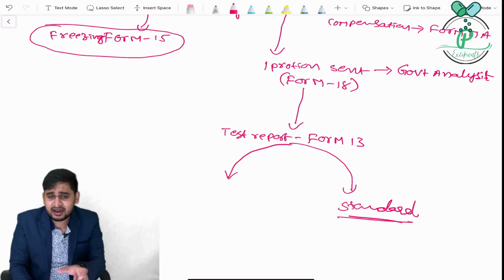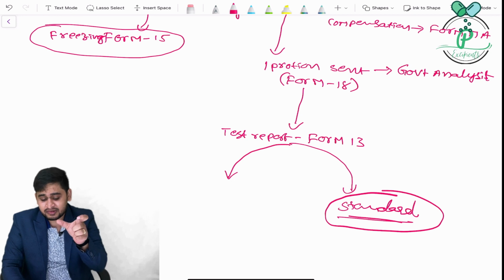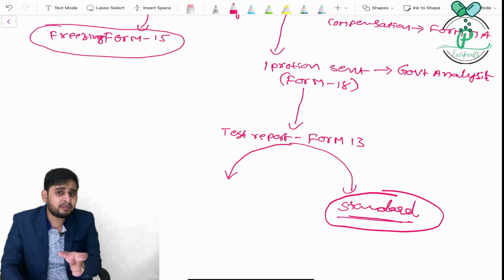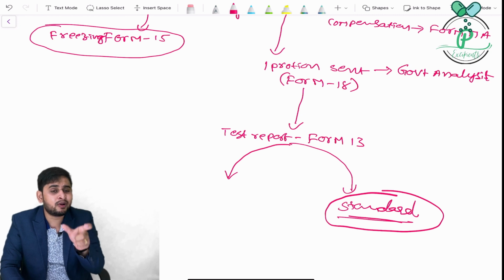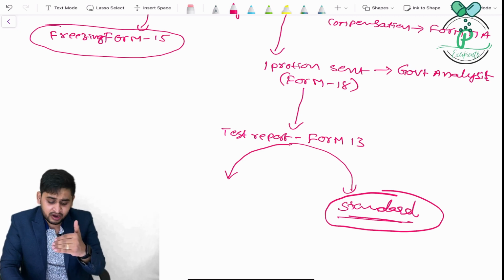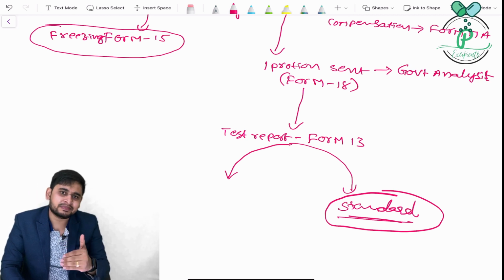The standard procedure is, after receiving Form 13, the DI will intimate the shopkeeper. Along with Form 13, a covering letter will be issued to the shopkeeper that whatever sample was collected from you is reported as standard quality. So this is the last procedure where the sample reports as standard quality.